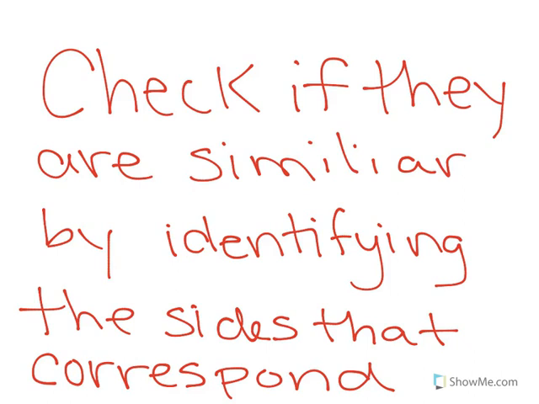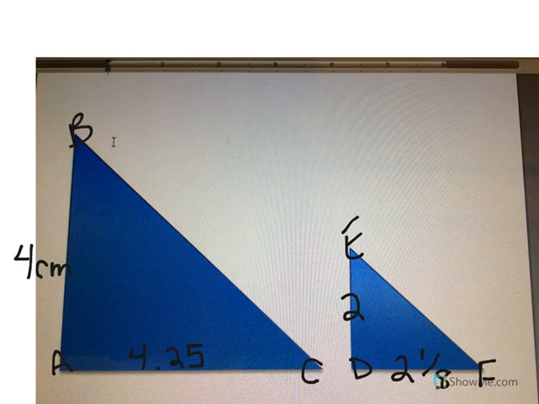Alright, so we're going to be checking to see if we have similar shapes, and when we do that, we need to identify the sides that are corresponding sides. So by that I mean the sides that match up, or that would be the same side on the two different shapes. Alright, so here we have two triangles. We have triangle ABC and triangle DEF.